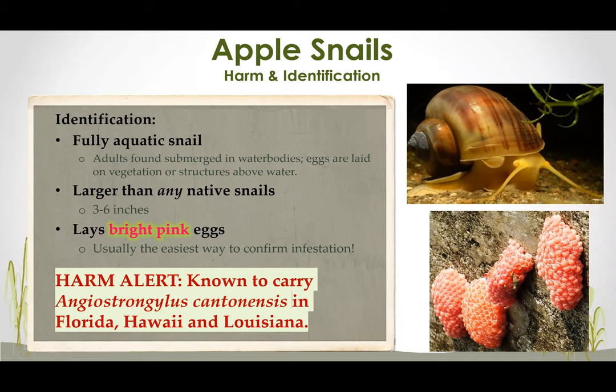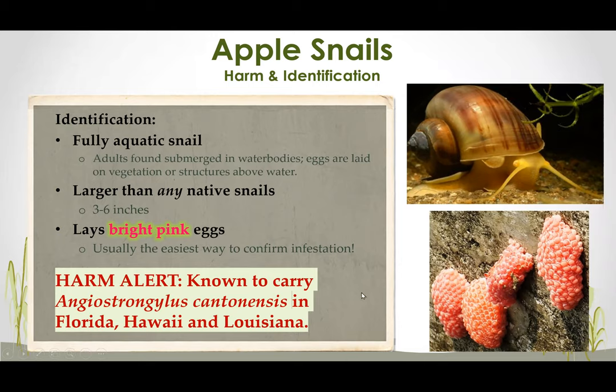So the adults live underwater, fully submerged, and they only come out of the water to lay eggs on vegetation or structures above water. This life cycle stage is going to be the easiest way to identify because it can be very hard to see the apple snails. I mean, especially if it's a hot summer day, the water's getting shallower and shallower, they will bury under the dirt. And so you may not be able to see the adults, but if you see bright pink eggs laid in clusters, that means you have an apple snail problem. And, please squish any eggs that you see.